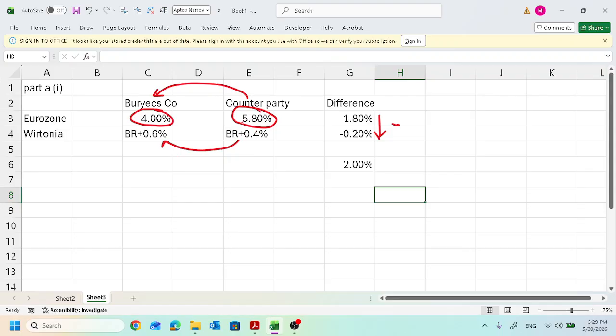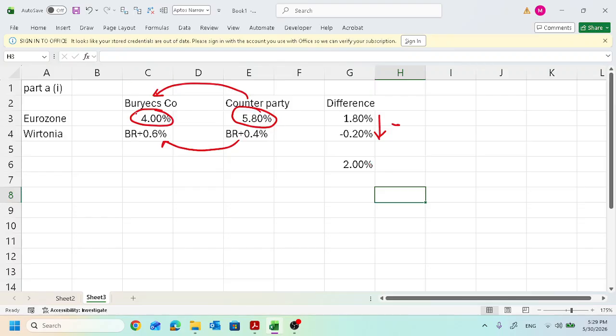So if the counterparty borrows at this, because variable rate is cheaper for them, compared to the other company's variable rate, they get 0.2% saving. So here 1.8 saving, here 0.2 saving, altogether 2. Total 2% saving will be there. So this is the total saving before any bank charges. How do we do it?